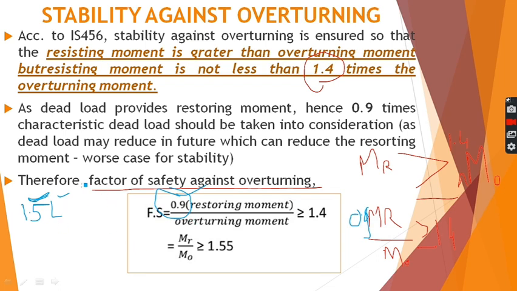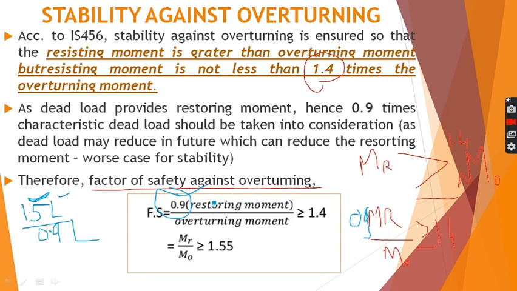So here this 0.9 is also a load factor, but note that 1.5 is a value greater than 1, which means we are increasing the value of load, and here this value is 0.9, that is, we are decreasing the value of load. If the actual value is L, by multiplying it by 0.9 we are reducing it. So why are we doing it? It is very important. As you know, restoring moment is good for your retaining wall, and it should be more and more.